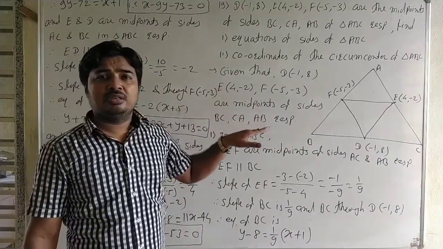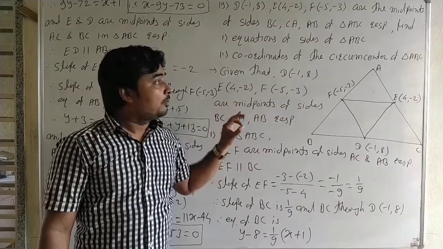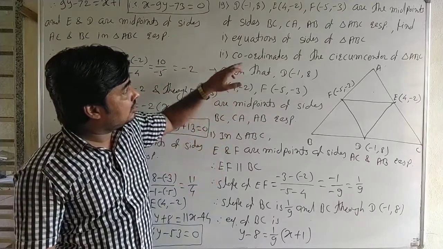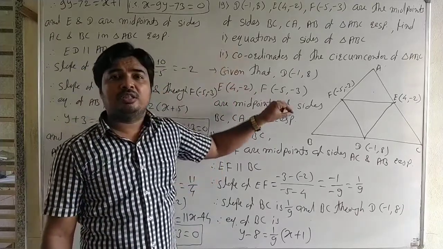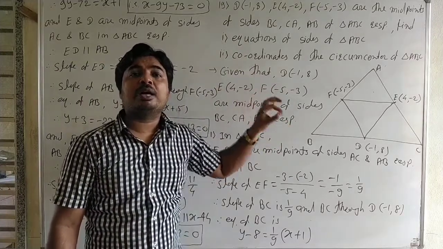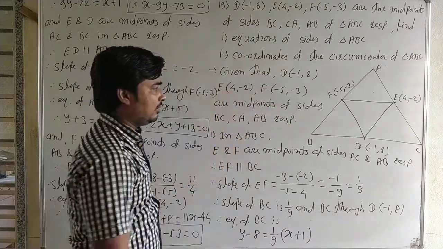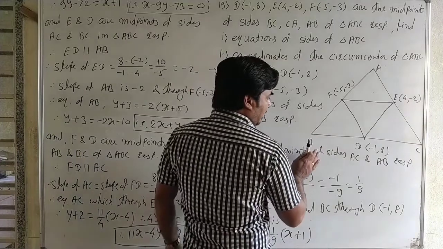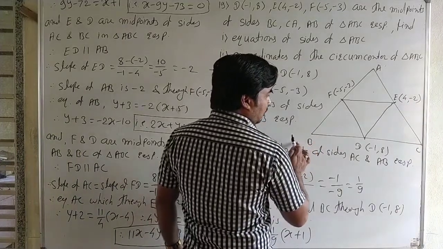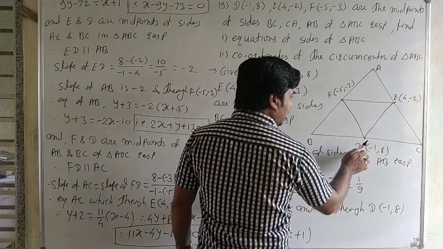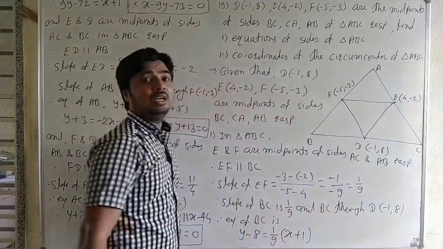Now the second part: find the coordinates of the circumcenter. It is the point of intersection of perpendicular bisectors. Perpendicular bisector means we want to find the equation of the perpendicular bisector which passes through point D and is perpendicular to the line BC.